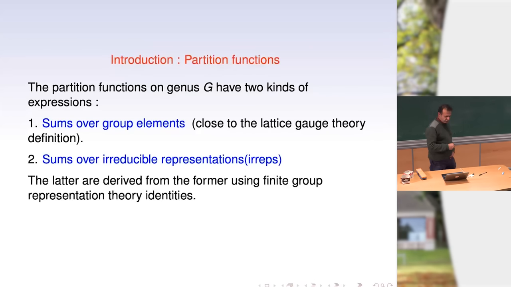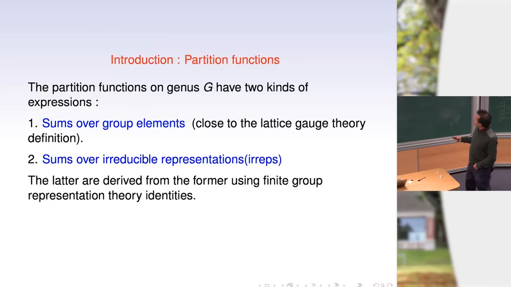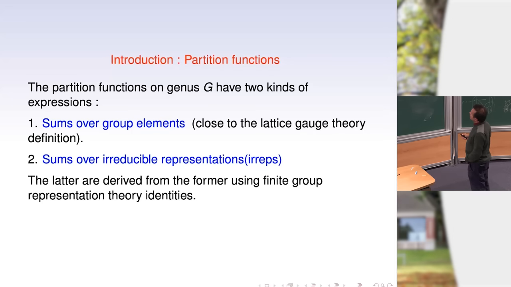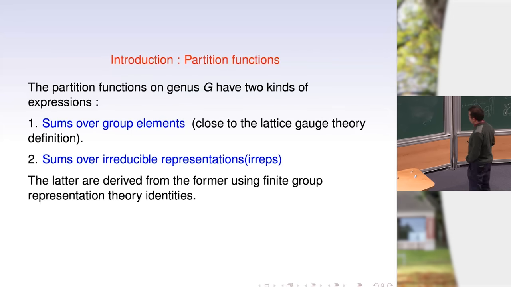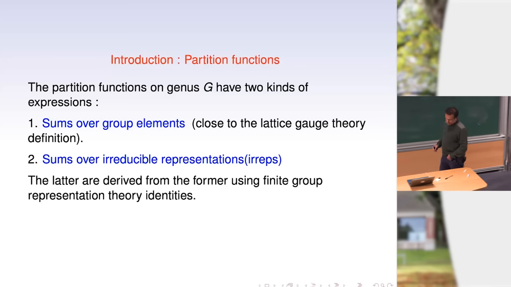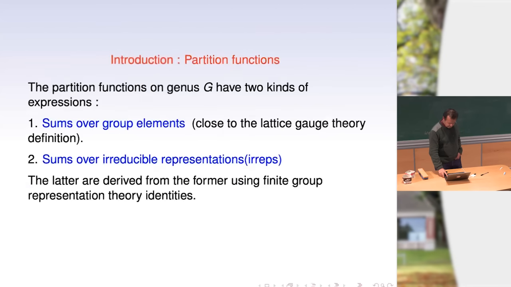These very simple topological quantum field theories are defined on surfaces of arbitrary genus. The genus will be called H, because there will be a group called G. These expressions for the partition functions, the closed string partition function, can be written either as a sum over group elements, which is close to the lattice gauge theory description, or the partition function on a closed surface can be written in terms of sums over irreducible representations, just by group theory manipulations. But there is a lot of mathematical information in comparing these two equal things and exploring the implications of that comparison. And that's what I will talk about.